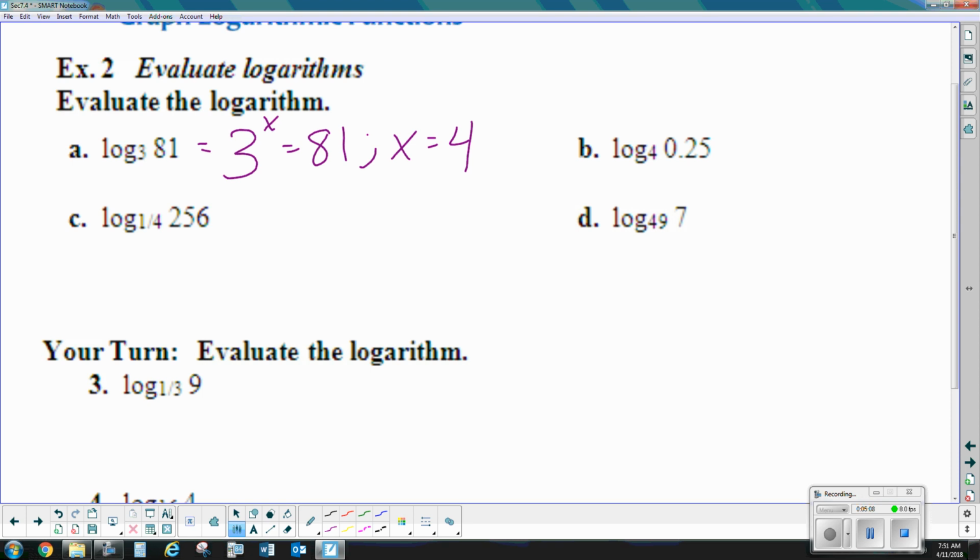The second one, 4 to some power. Again, we don't know what it's equal to. So 4 to some power equals 0.25 or 1/4. And if we take 4 to the negative first power, we end up with 1/4.